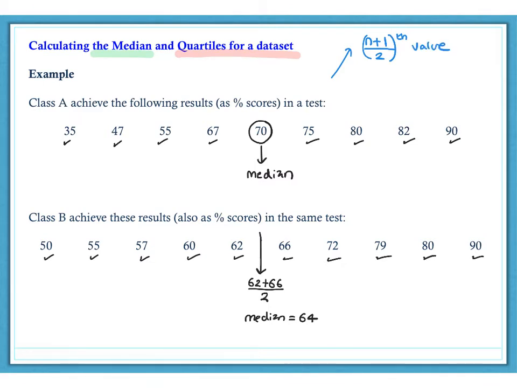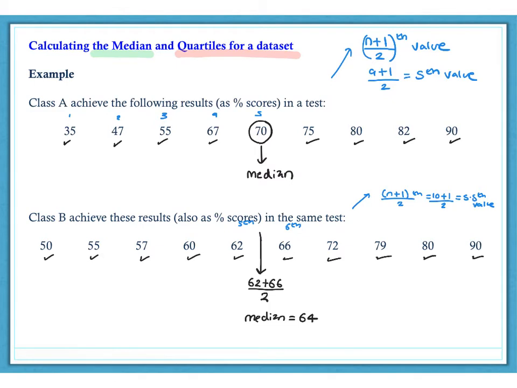So if we work that out for Class A, that's 9 plus 1 over 2, which gives you the 5th value for the median. And that makes sense if you count along 1, 2, 3, 4, 5, that gets you to 70. Now for Class B, if we work out n plus 1 over 2, that works out to be 10 plus 1 over 2, which is the 5.5th value, which is telling us, of course, that we are in between the 5th and the 6th value for the median.